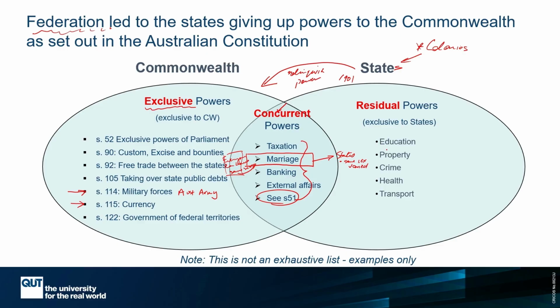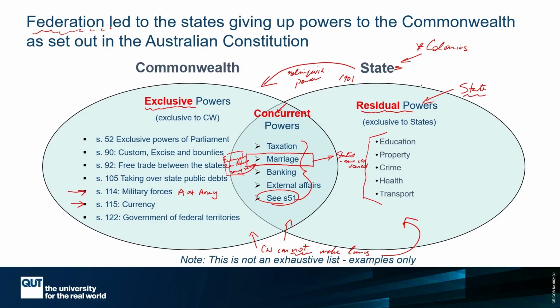And then there's finally everything else. So if it's not listed as an exclusive power or a concurrent power, then the Commonwealth cannot make laws about anything else. And these are the residual powers, the remaining, right? The residual powers. And these can only be enforced by the state.